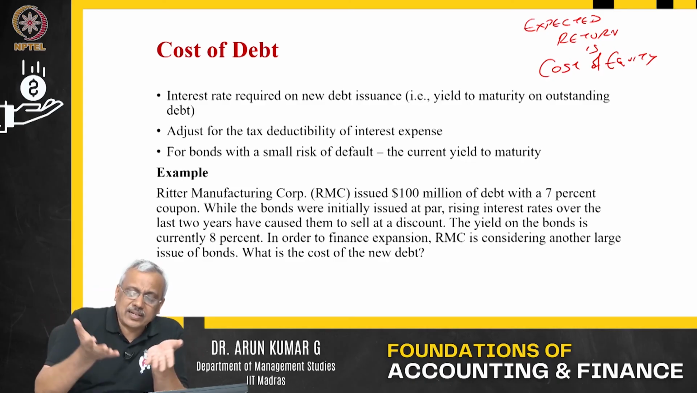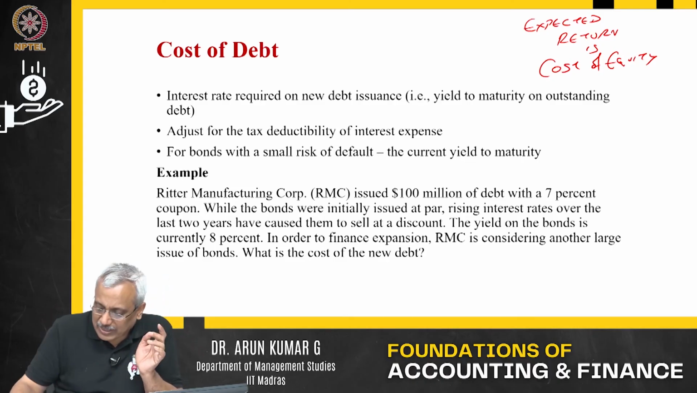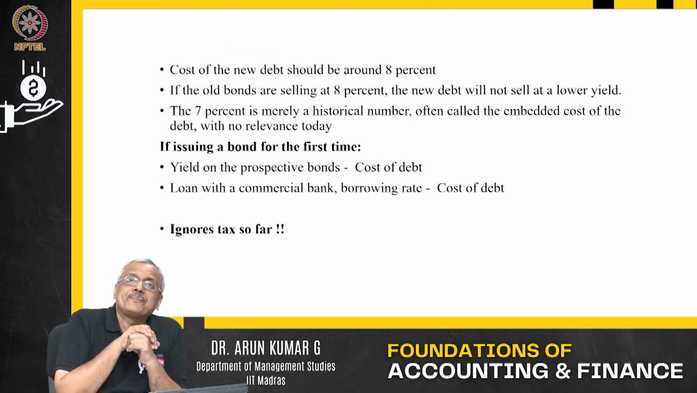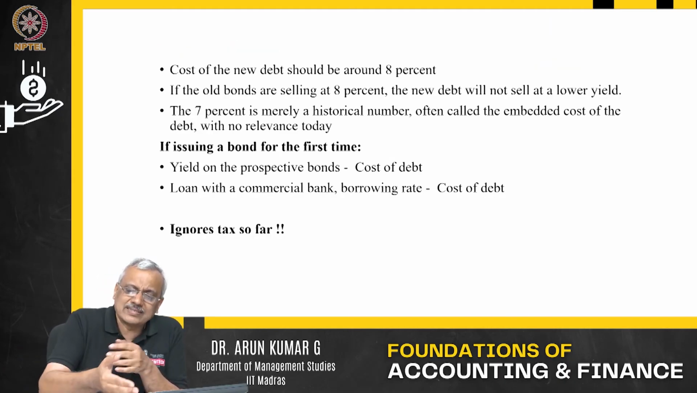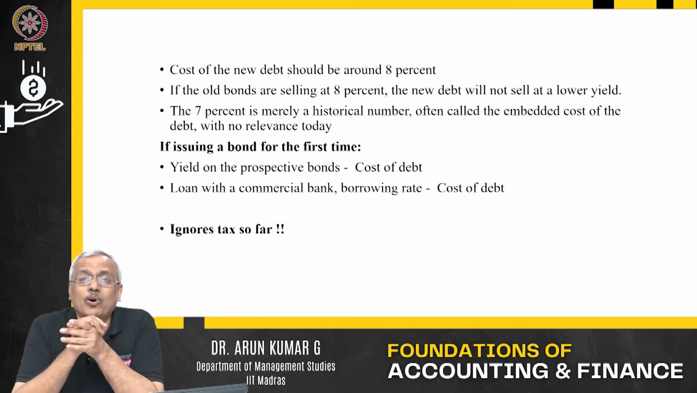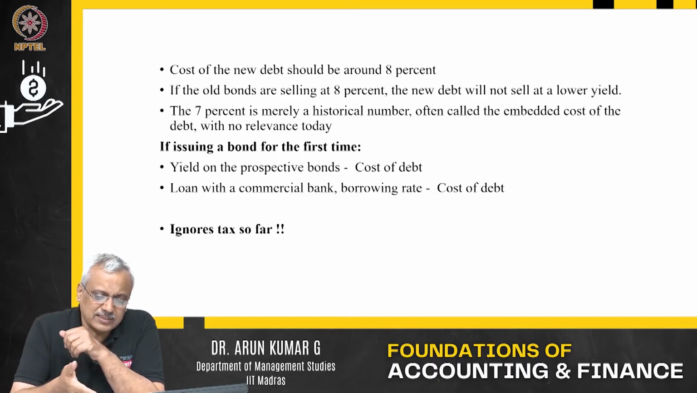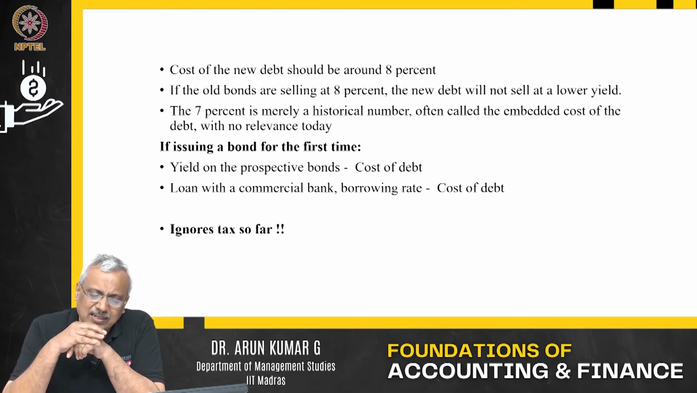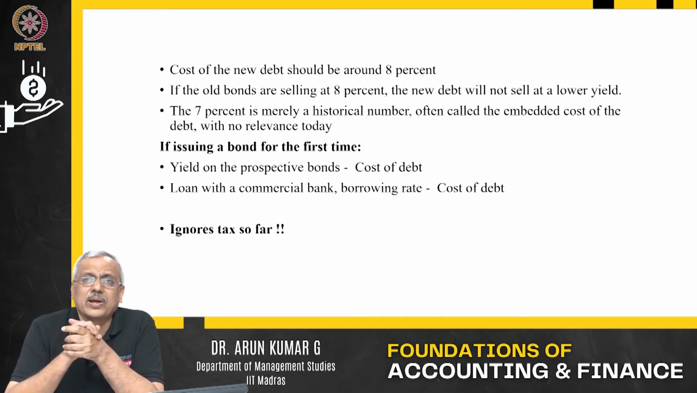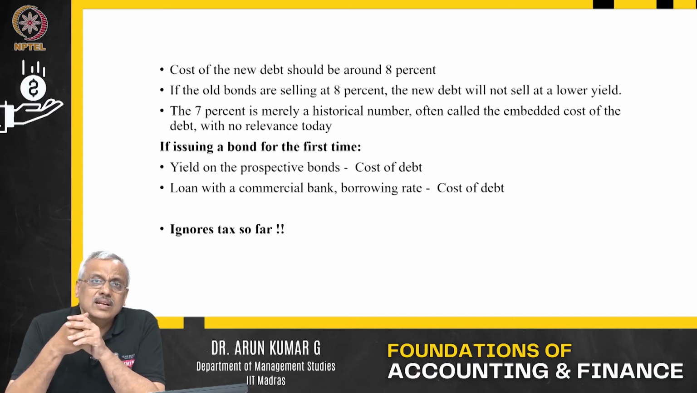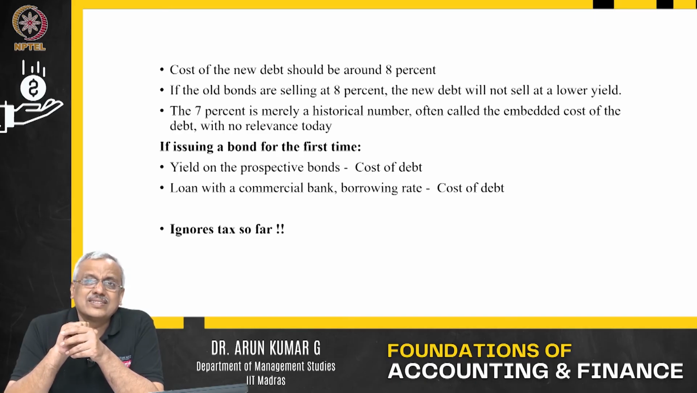So, what is the cost of new debt? The cost of new debt is nothing but 8%. That is what you can issue at. If the old bonds are selling at 8%, the new debt cannot sell at a lower yield. 7% is merely historical. If you are looking at the historical, it often calls for the embedded cost of the debt, that is okay. If you are issuing for the first time, the yield on the prospective bond is the cost of debt. What is the expected yield on the debt?